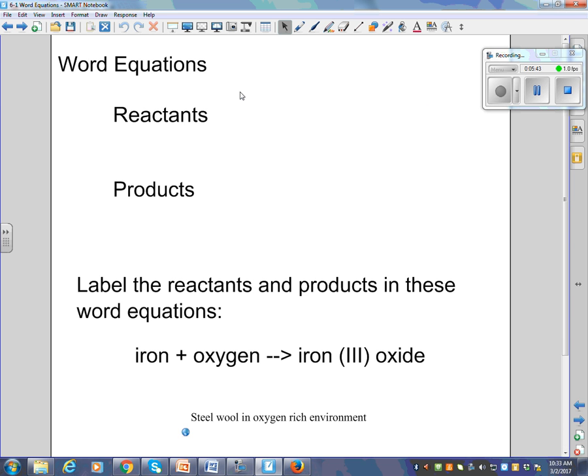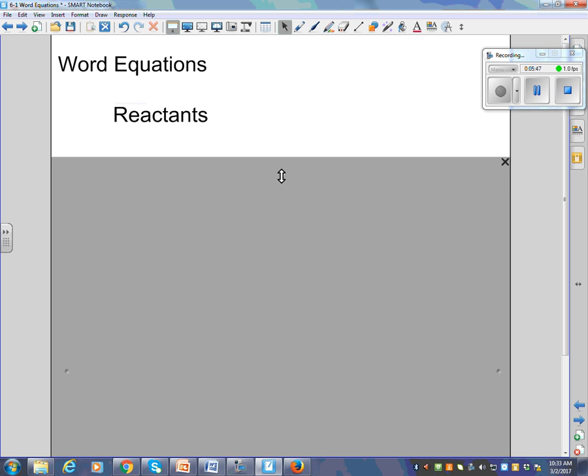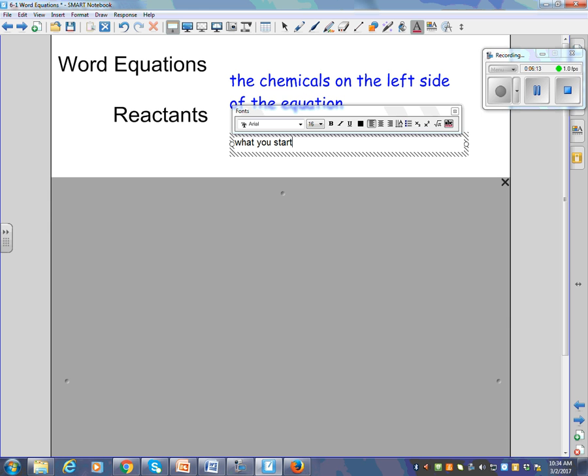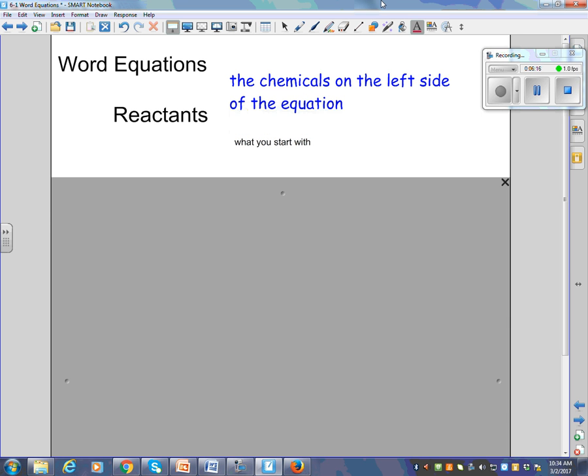Have you got this on your page? Yes. Okay. Do you know what the word reactants means? Let me tell you. It means the chemicals on the left side of the equation. If you want to put it in everyday English, it's really what you start with. Does that make sense? So in the Bill Nye case, it was the steel wool and the oxygen. What you start with.